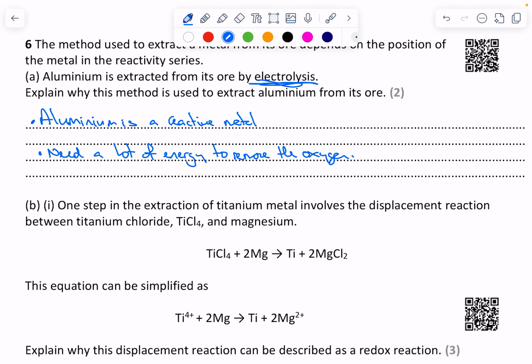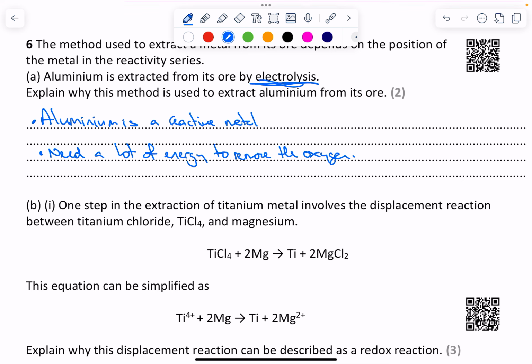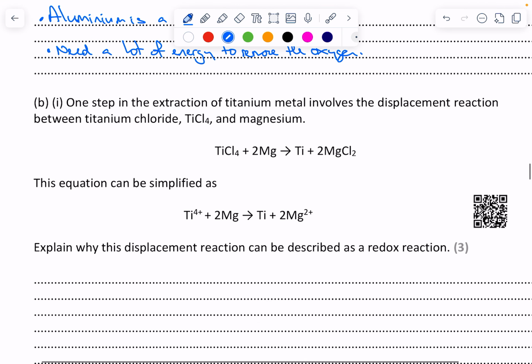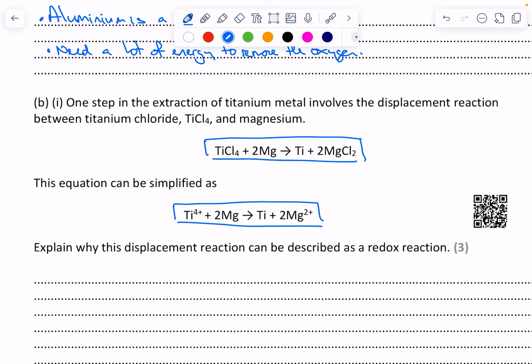Next, here we've got an example of a reaction. It's a displacement reaction, and it says the equation can be simplified. So this is the full reaction, and then here this has been simplified to this. This is actually called the ionic equation. Explain why this can be described as a redox reaction.